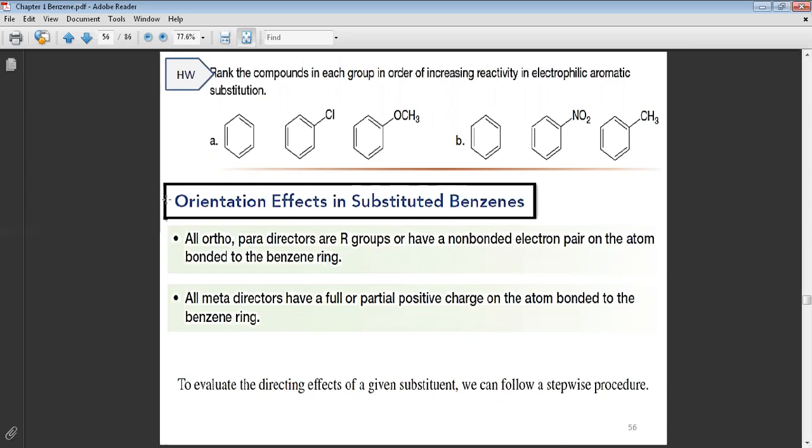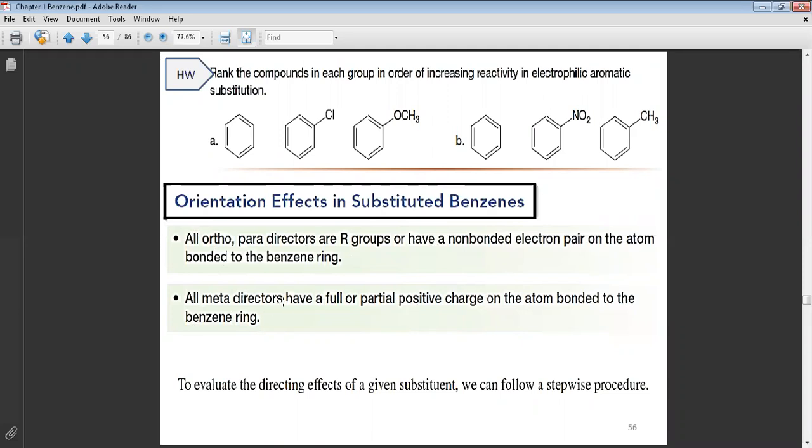Now, take the orientation effects in substituted benzenes. All ortho-para directors are R groups, or groups that have a non-bonding electron pair on the atom bonded to the benzene ring. We know this. The second one, all meta directors have a full or partially positive charge on the atom bonded to the benzene ring.